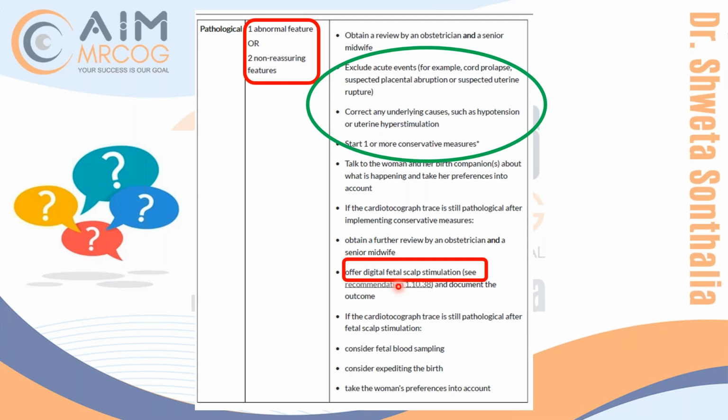Okay, so sometimes in the exam they give you the pathological trace and they either give you an acute event, which you will deliver, or they will not give you an acute event and they will ask what your next step is. And there will be a contraindication for scalp sampling. So if you can't do sampling, what will be your next step? Then your next step will be to offer the fetal scalp stimulation. Digital fetal scalp stimulation is what you are going to do. So this is how they make the question: what are the possibilities with pathological CTG and what you have to do with that.